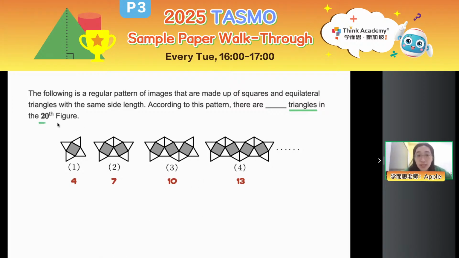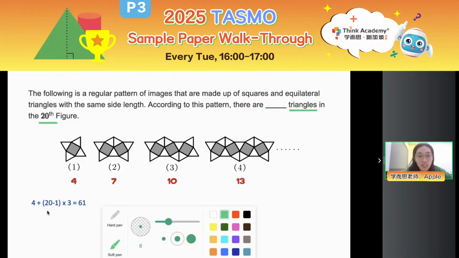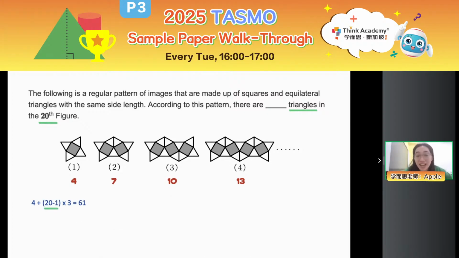So when it comes to the 20th figure, how many 3s do we need to add up? Correct, it should be 19. So based on 4, now you see that we just need to add 19 threes. So here the answer is 61. Easy? Yes, 61.